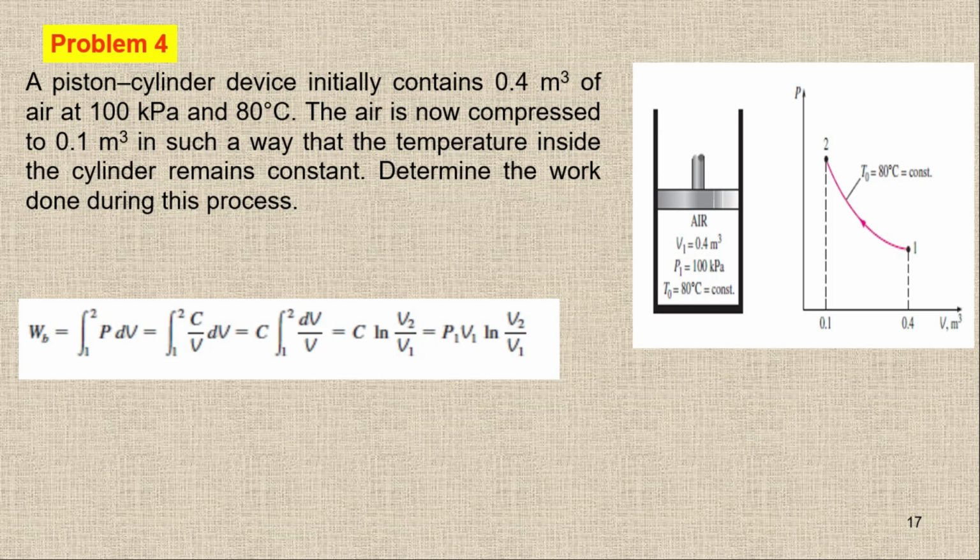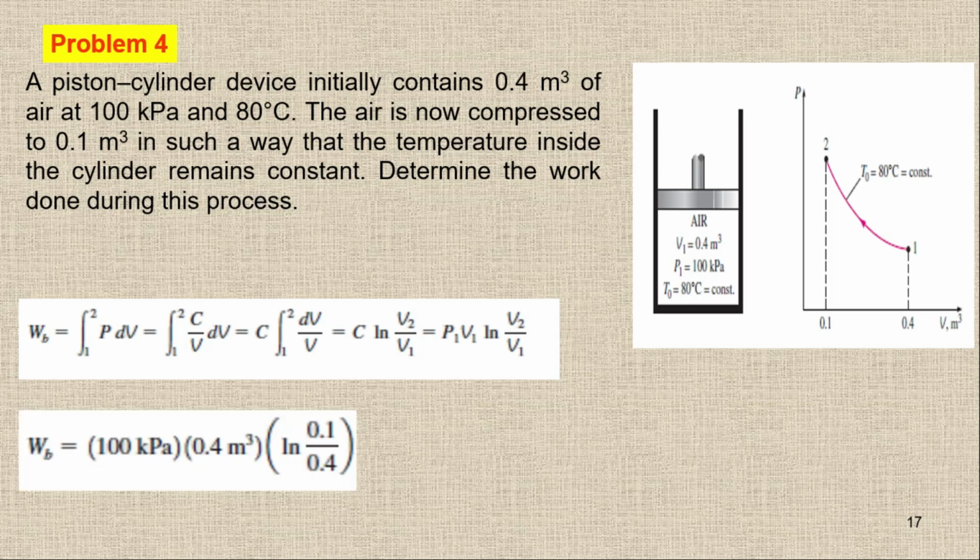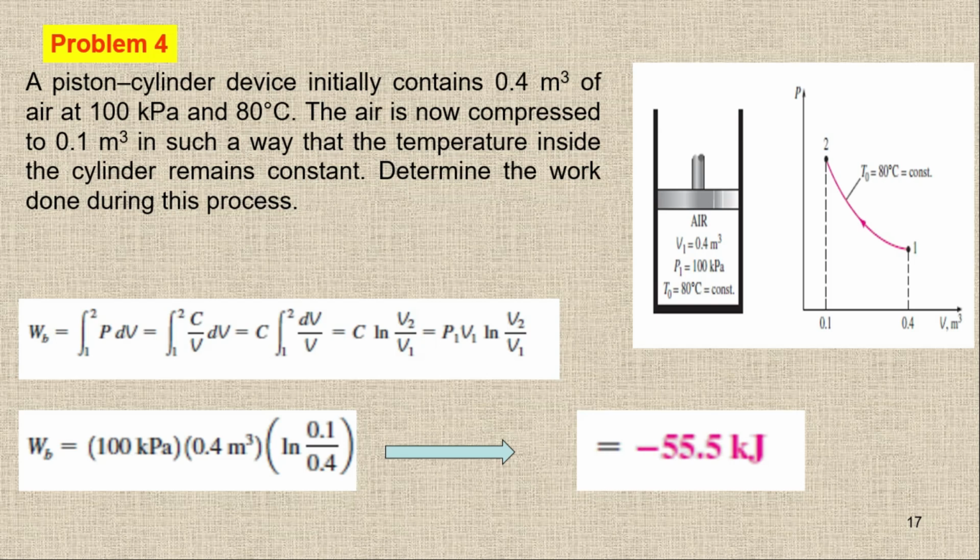So we have the boundary work, which is equal to P1 V1 ln V2 upon V1. We know P1, we know V1, we know ln, we know V2. So simply by putting the values, you will get the answer, like this one. We are getting a negative value of 55.5 kilojoule, because we have a compression work. For the compression work, we will always get a negative value.